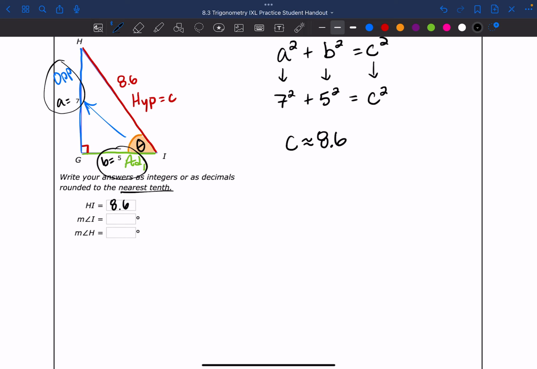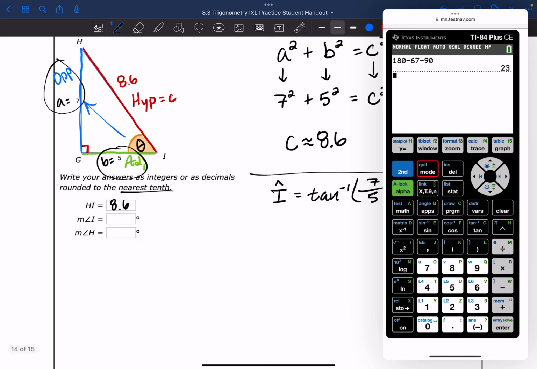I'm given side 7 and side 5. I did find 8, but again, I don't want to use that. I don't want to compound my error. So which trig function deals with opposite and adjacent? That'd be tan. But I want to use the inverse. So let's use the inverse of tan. So angle I is equal to the inverse of tan, which has opposite on top, 7, and then 5 for the adjacent on the bottom.